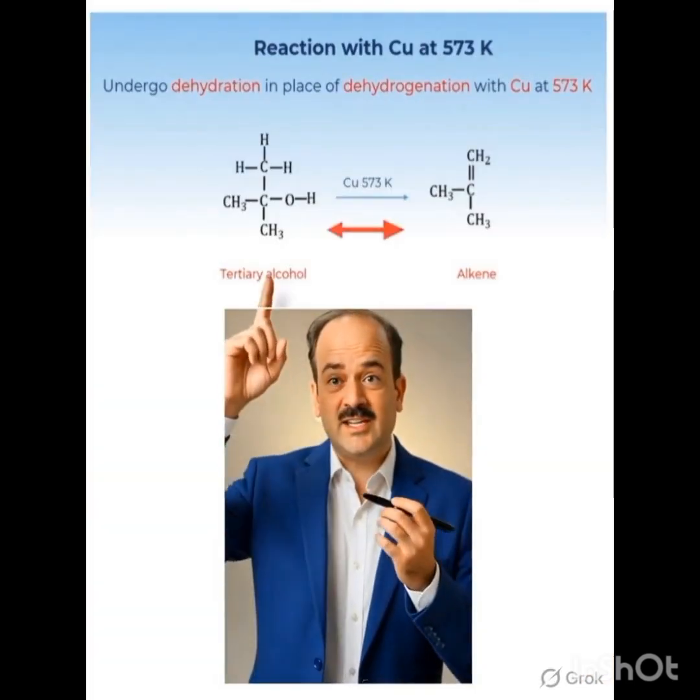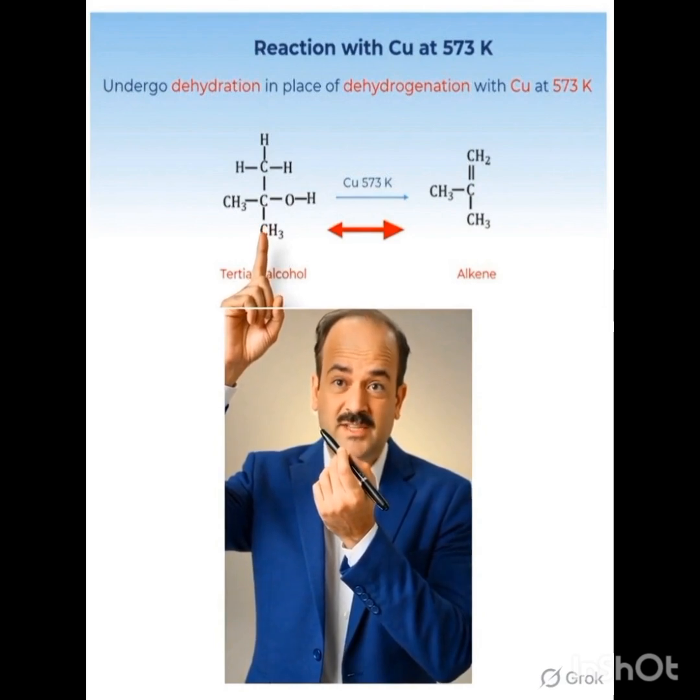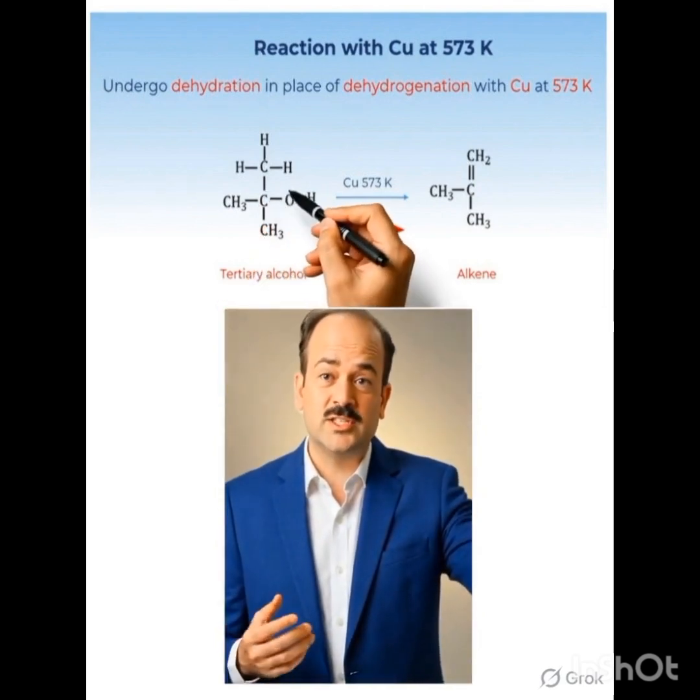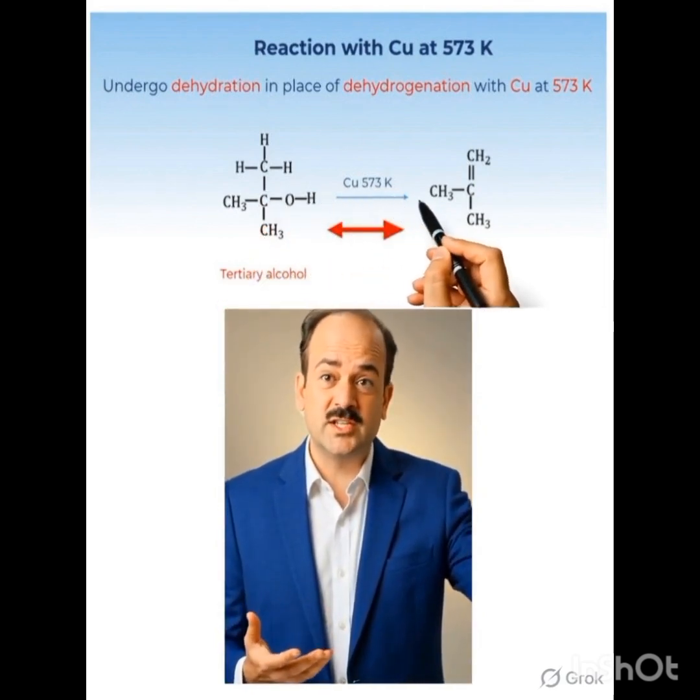Hello. Today we'll see the reaction of a tertiary alcohol with copper at 573 Kelvin. The alcohol dehydrates to give an alkene. The structure changes as you can see here.